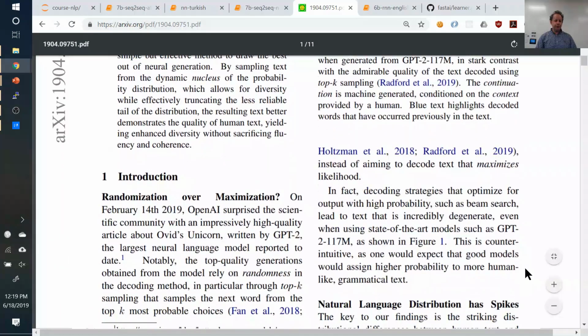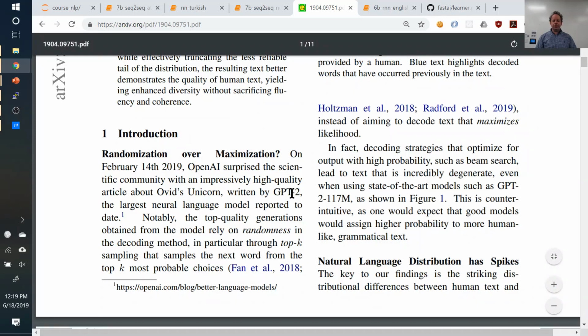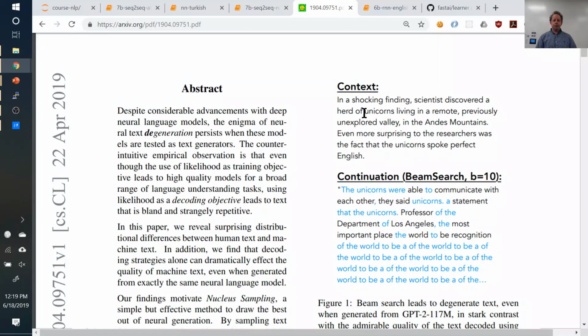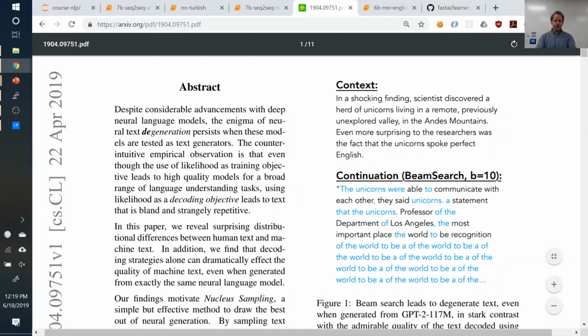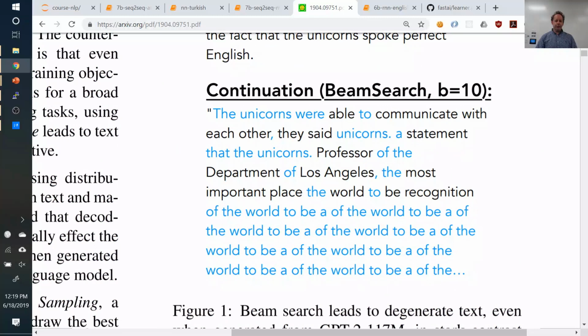They did something interesting, which is they said, what happens if we take the GPT-2 model and we do the unicorns prompt, exactly the same as in their blog post, and we use beam search? And the answer is they get the continuation, "professor of the Department of Los Angeles, the most important place in the world, to be recognition of the world, to be of the world, to be of the world." Not great. And so it's interesting, they actually point out that beam search seems to have problems.